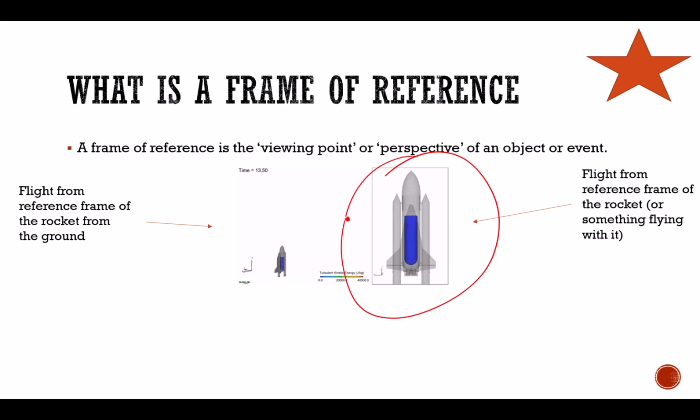And this is what I was trying to get at when I started this lesson. Like, how do you know how fast you're moving? If your reference frame is with the object and you don't have anything to look at relative to, you don't really know your velocity.